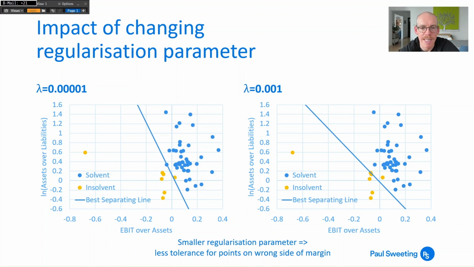And you'll see that what happens is the smaller that regularization parameter, the less tolerance you have for points on the wrong side of the margin. So you can see there that if we move from lambda equals 0.00001 to lambda equals 0.001, you find more points are on or even the wrong side of the margin compared to when you've got that very, very strict parameter there. So that's what that regularization parameter does. It changes how that trade-off is between the width of the margin and your tolerance for having things on the wrong side of the margin.